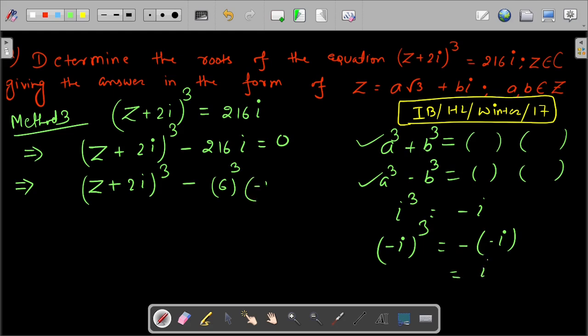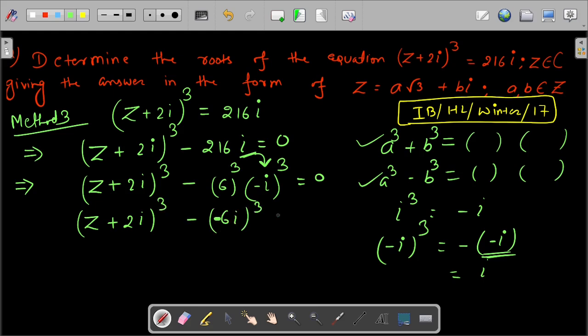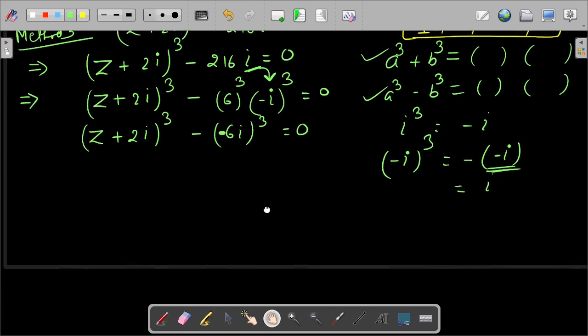So if I write minus i cube, please see, minus and i cube will give minus i, so again i. So I think here you have understood. For i I have written this: i can be written as minus i cube, that should be equal to 0. So this can be written as (z + 2i) whole cube minus (6i) whole cube is equal to 0. I hope you are getting this point. This is a logical point. So if you have any problem in this step, please let me know in the comment section.